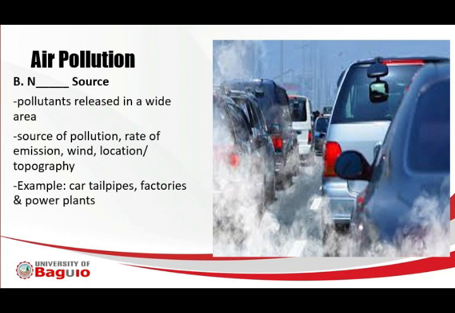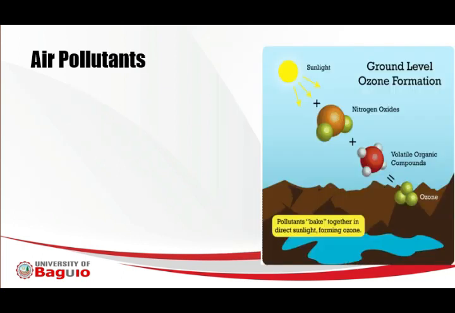But since this area or this city is composed of, or the source of air pollution is, more than the car tailpipes, and we have a lot of factories, industries, power plants, etc., that is what we call a non-point source of air pollution. So non-point source, and we also have what we call point source air pollution. Please don't be confused about point source and non-point source. Now let's proceed. Aside from the sources of air pollution, when we talk about air pollution, what composes the air pollution is what we call the air pollutants.